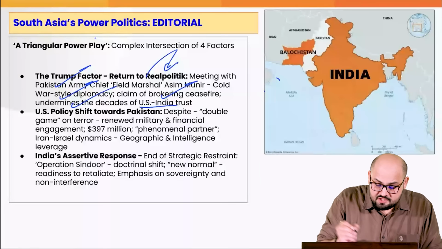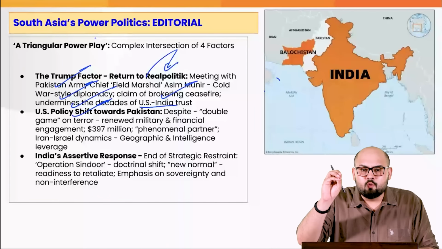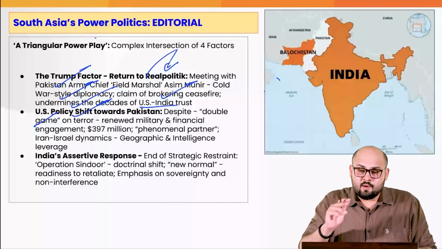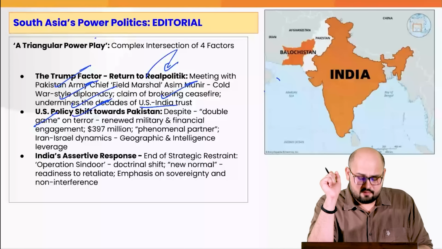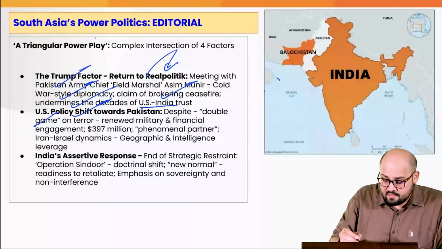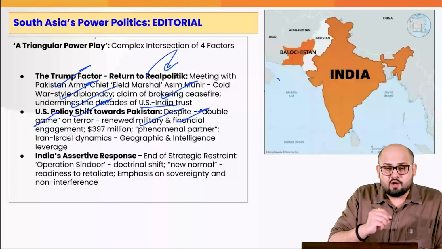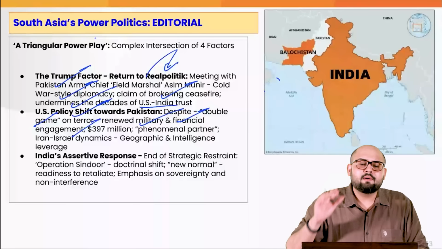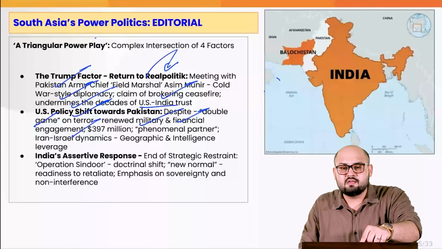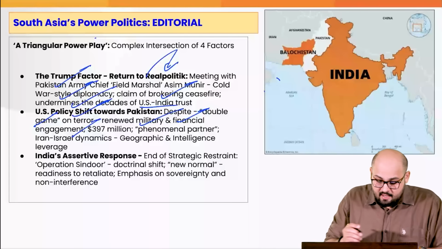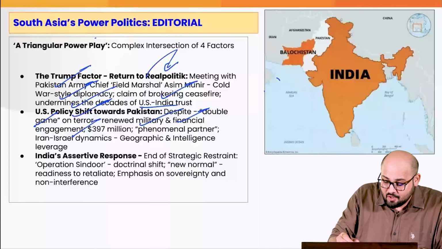Next aspect is that of the US policy shift towards Pakistan. It is the same US that has time and again said that it is Pakistan that has played a double game on terror. On one hand, it says that we are ending terrorism. On the other hand, it is a safe haven for terrorists around the world, right? Including Al-Qaeda. Again, what we are witnessing is renewed military and financial engagement. It is the same US that has given funding of almost $400 million to Pakistan for the renewal of its F-16 fleet, which Pakistan says we are using in order to counter terrorism. Strange. And many international experts, in fact many US policymakers, have termed Pakistan a phenomenal partner.